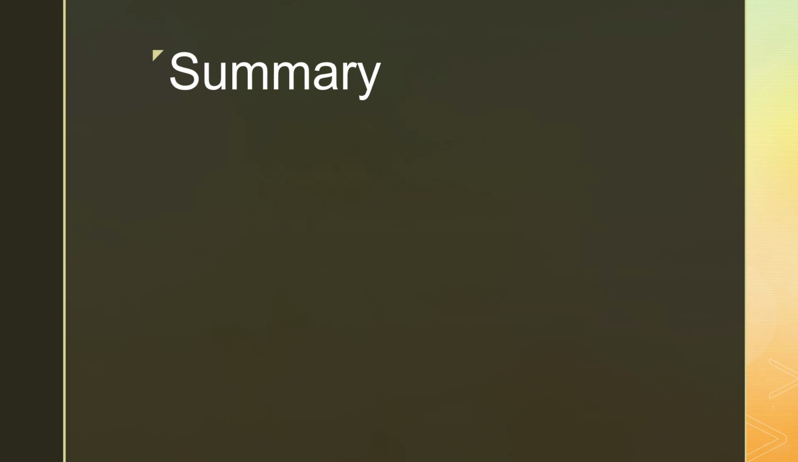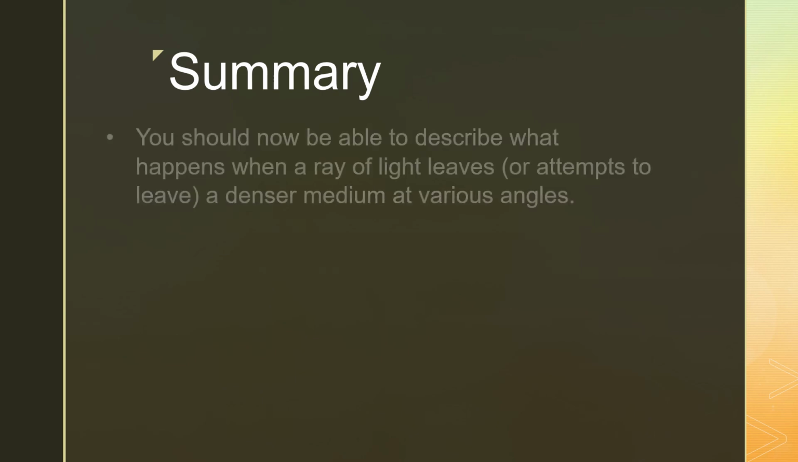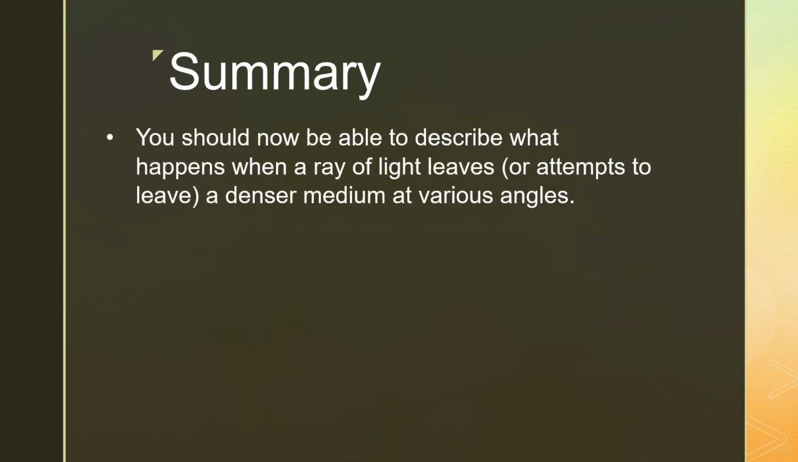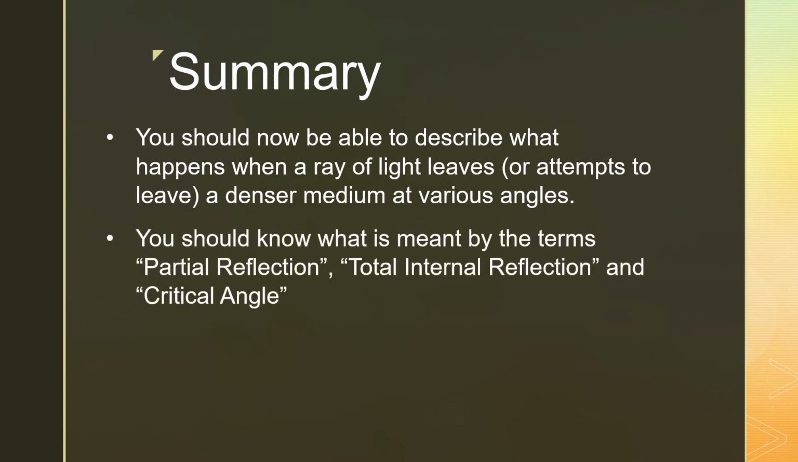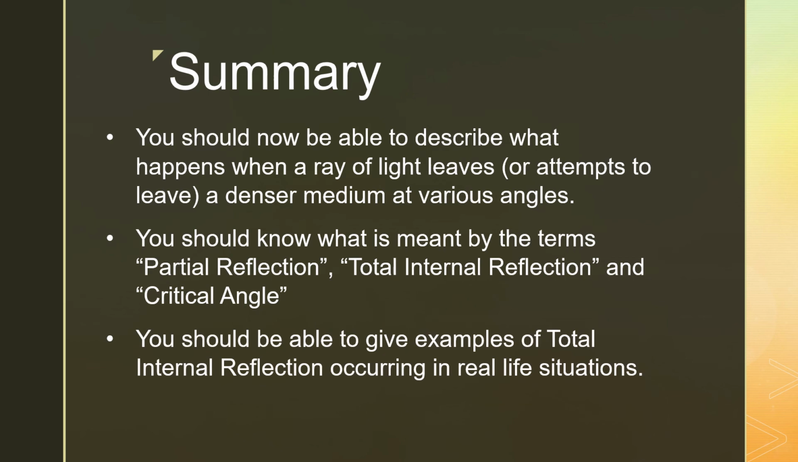Okay, so to summarize what we have done in today's lesson, you should now be able to describe what happens when a ray of light leaves or attempts to leave a denser medium at different angles. So what happens when the angle of incidence is less than the critical angle, equal to the critical angle, and greater than the critical angle. You should also be able to define what we mean by a partial reflection, total internal reflection, and the critical angle. And finally, you should be able to give examples of total internal reflection occurring in real life situations.